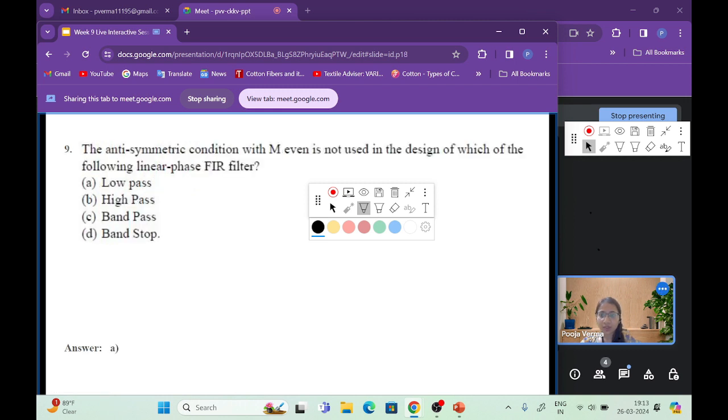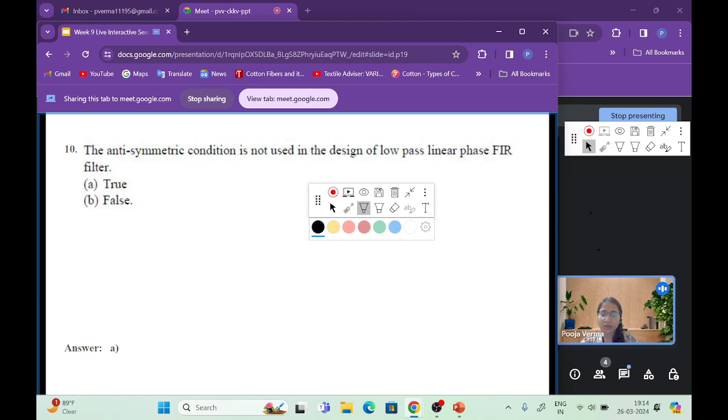The next question is, the antisymmetric condition with M even is not used in the design of which of the following linear phase FIR filters? Option A is low pass, option B is high pass, option C is band pass, and option D is band stop. So the antisymmetric condition with M even is not used to design a low pass linear phase FIR filter. The correct option is option A. Okay.